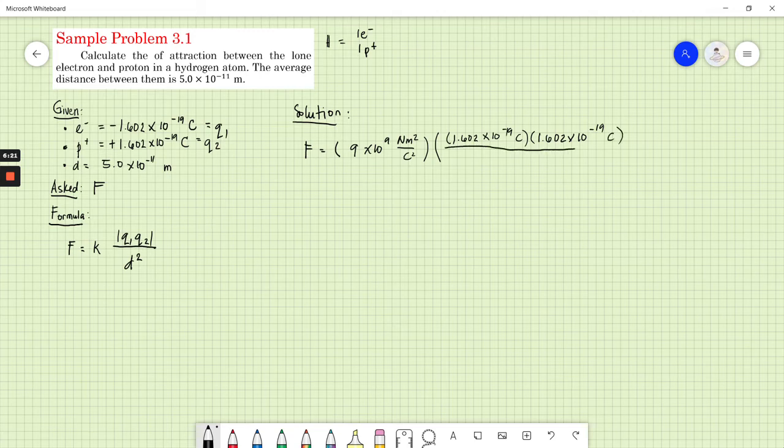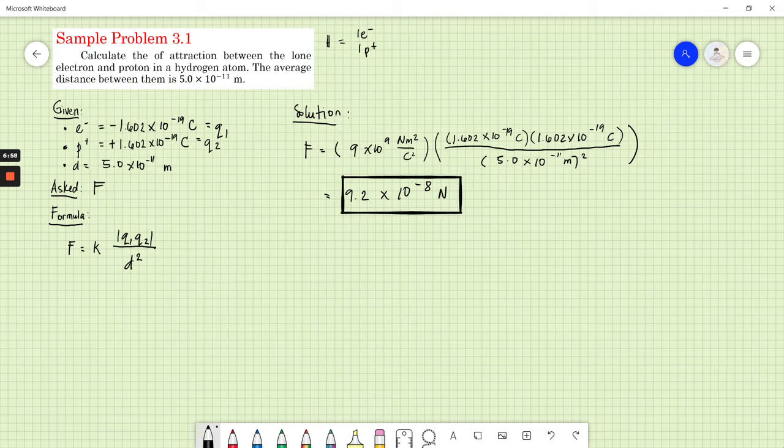All of those divided by our d. In this case, what you want to do with our d is to square it. So that's 5.0 times 10 raised to negative 11 meter squared. So just plugging that in on your calculator, you would get that the force of attraction between the hydrogen's electron and proton is equal to 9.2 times 10 raised to negative 8, and the units for the force is newtons.